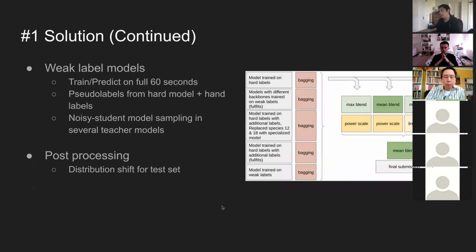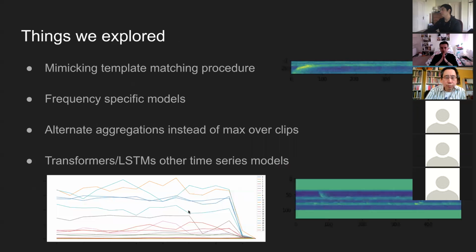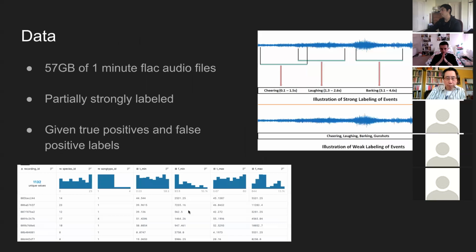Looking a bit more at their solution, they had that combination of the hard label model that was across time, and they also had a weak labeled model. What this weak labeled model did is it's actually predicting on the full 60 seconds. So going back here, they had their strong labeled model that is doing predictions at this granular level. And then they also built a second model at the weak level that just says, take this full 60 seconds of audio and output a prediction for the whole thing, saying these are the 4 birds that are present, for example.